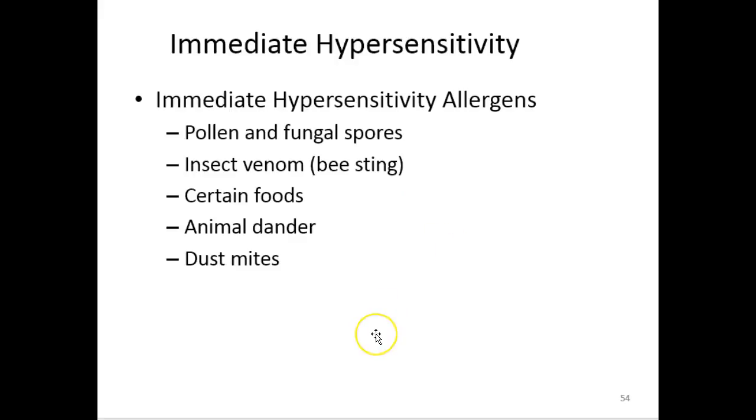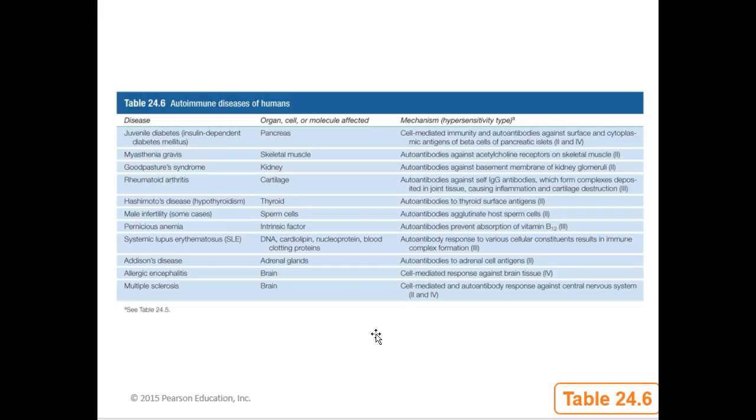So things that stimulate this are pollen, insect venom, food, dander, dust mites. People who have this know, as I do, what it is. Type 2 is cytolytic or cytotoxic hypersensitivity. These reactions occur when circulating blood antibodies, IgG or IgM, bind to antigen on cell surfaces and initiate a complement cascade that causes cell lysis to self cells, right? Examples include myasthenia gravis, Goodpasture syndrome, and also involved in juvenile diabetes.